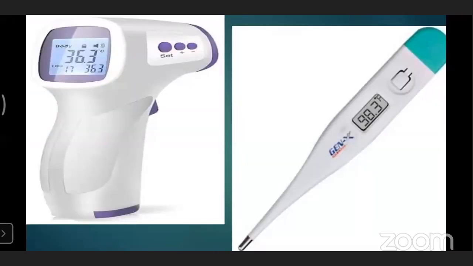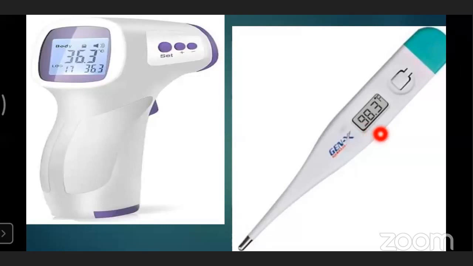Now, observe these pictures. These are very familiar nowadays. Can you tell me about this picture? What do we call this? Yes, thermometer, right? We measure the temperature with the help of this thermometer. What can you see here? You can see numbers. Can you read this number? 36.3. Very nice. Very good, students.